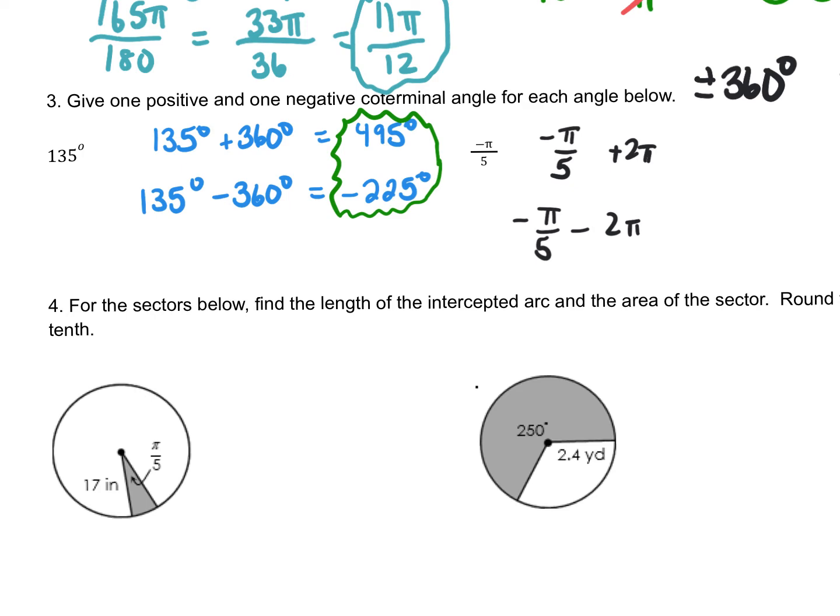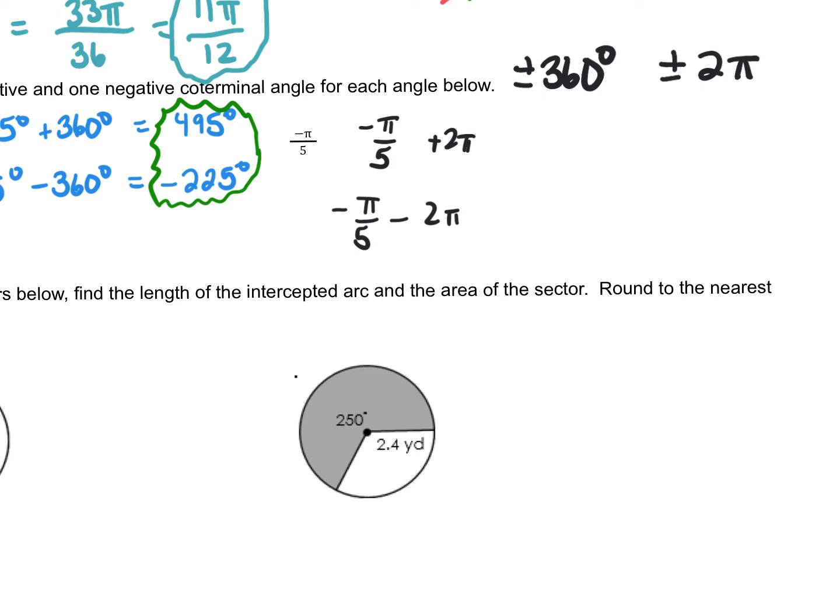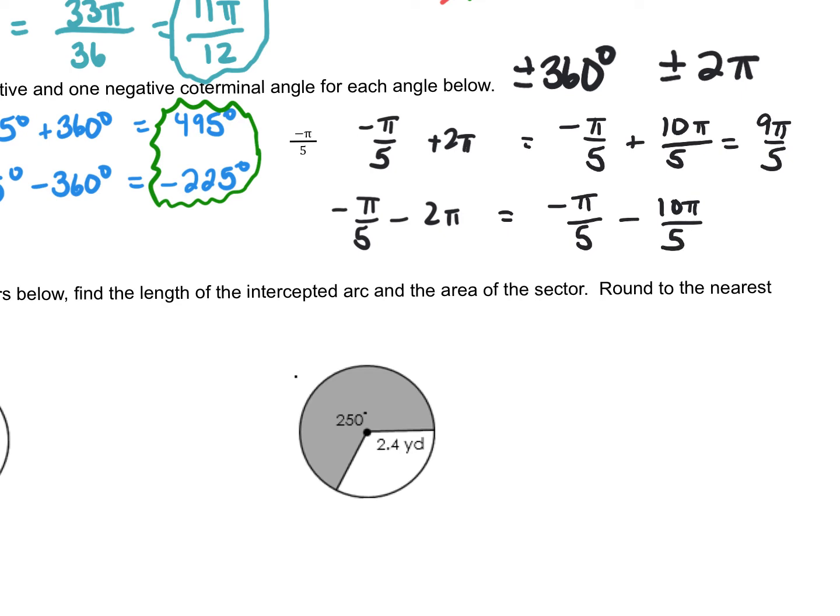When you're adding fractions, we just need common denominators. So this is negative pi over 5, and I'll switch this to a common denominator of 5. 2 pi is 10 pi over 5. That way I can add and get 9 pi over 5. That's one of my angles. My other one is negative pi over 5 minus 10 pi over 5, when I convert the 2 pi to fifths. So I'll get negative 11 pi over 5. Those are two angles. If I were to graph these two angles in standard position, they'd be in the exact same position as the original negative pi over 5.